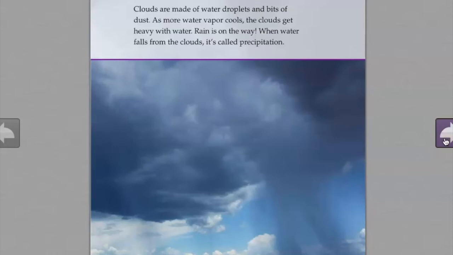When water falls from the clouds, it's called precipitation. Precipitation is when it rains. That's a fancy word. Can you say it? Precipitation.